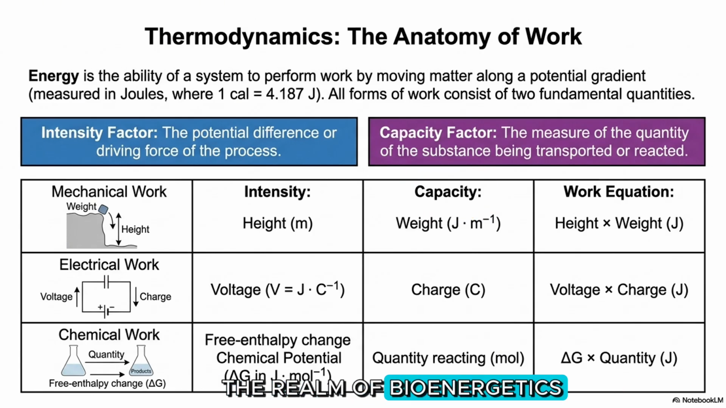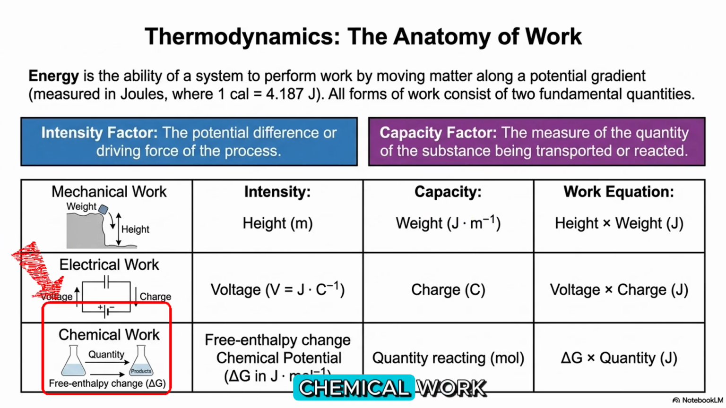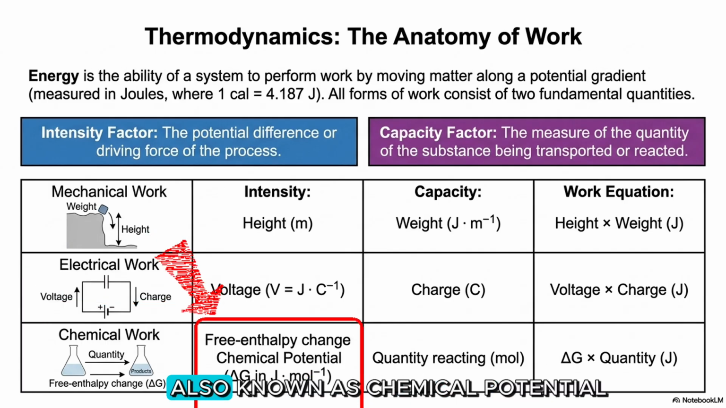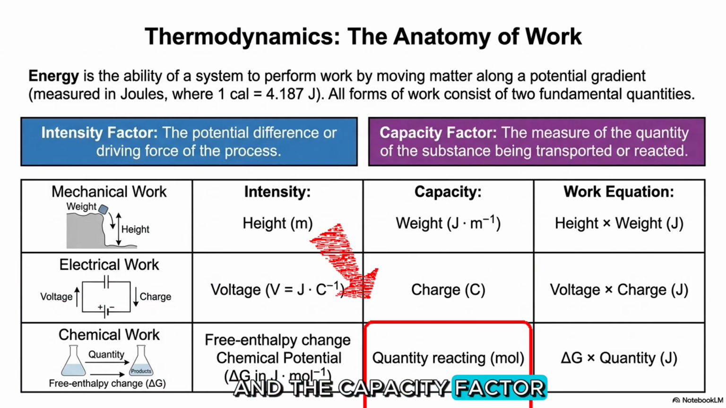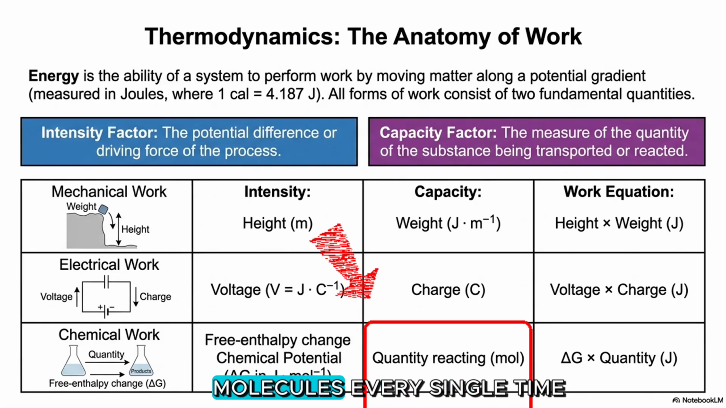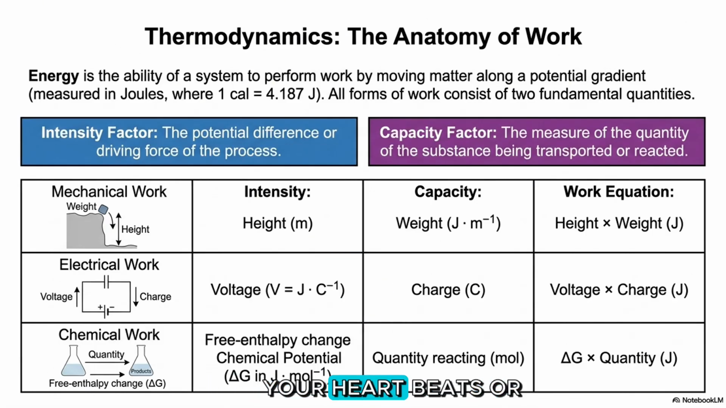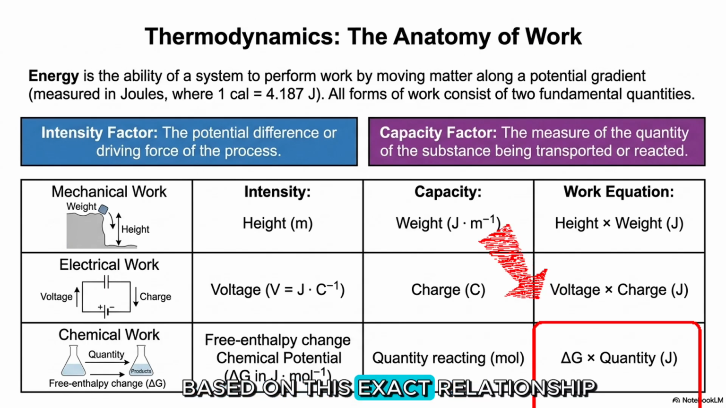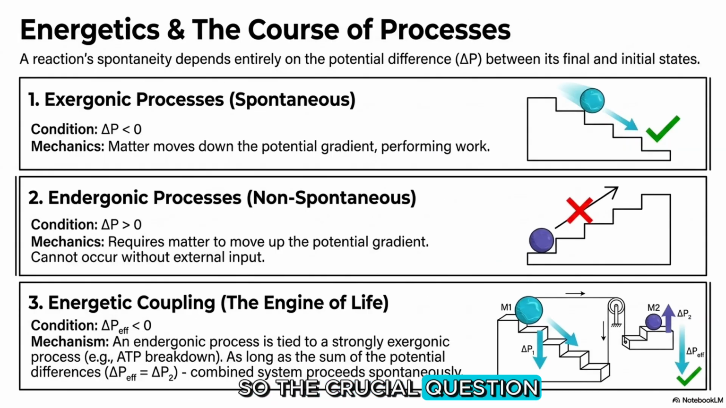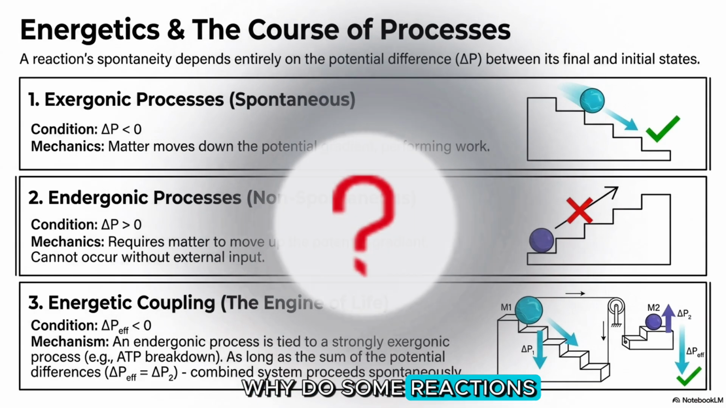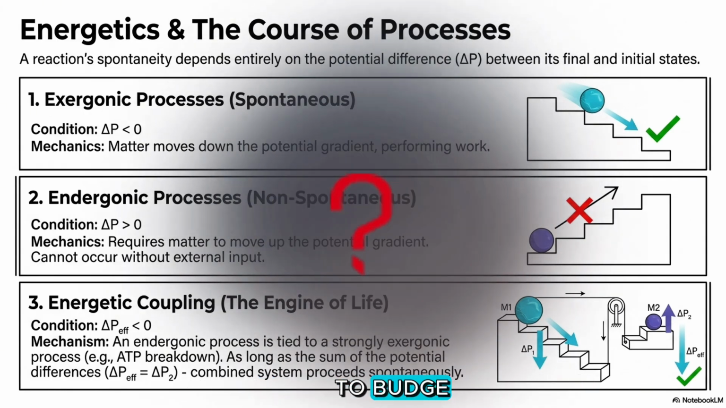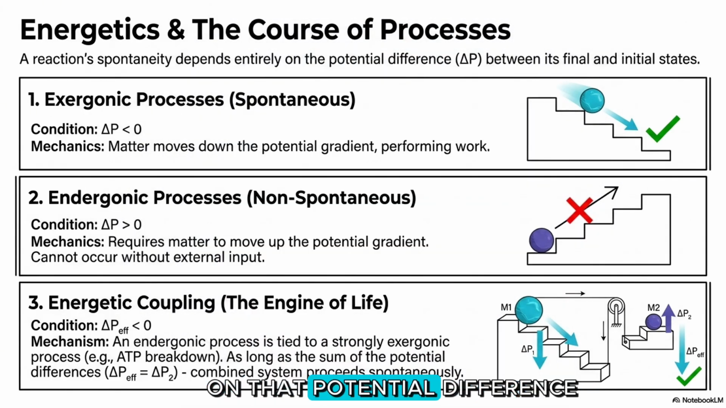In the realm of bioenergetics, our main focus is chemical work. Here, the intensity factor is the change in free enthalpy, also known as chemical potential, and the capacity factor is the actual quantity of the reacting molecules. Every single time your heart beats or a neuron fires, your cells are performing chemical work based on this exact relationship. So the crucial question here is, why do some reactions just happen on their own while others absolutely refuse to budge? Well, it depends entirely on that potential difference.